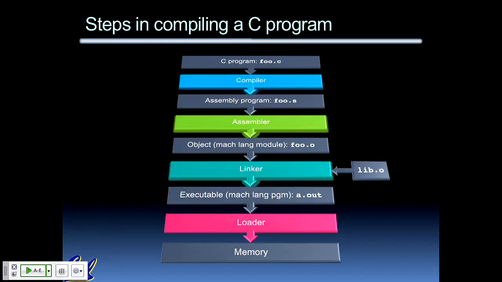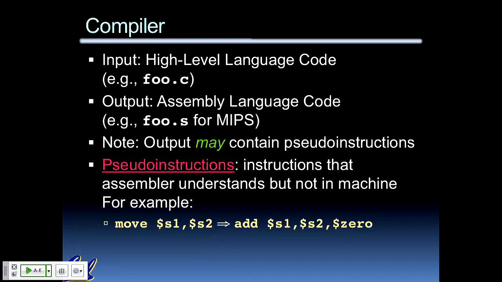Now contrast this with the diagram for interpreting, where you just had the source code in a file and you just ran the interpreter. That was it, right? So compilation has all these steps along the way to get you a running program. So we're going to go through these one by one. At each level, what I want to talk about is what's the input, what's the output, and what happens along the way for each of these phases.